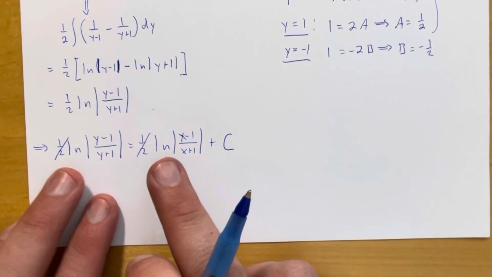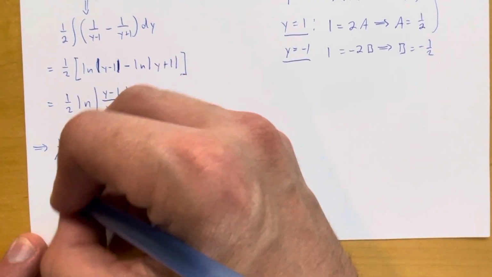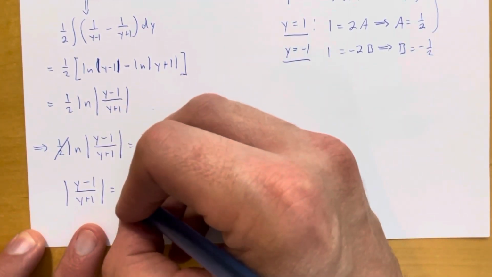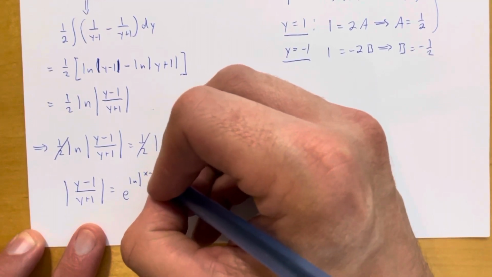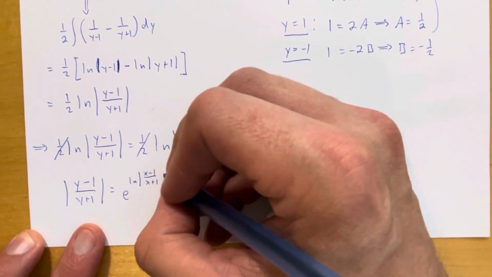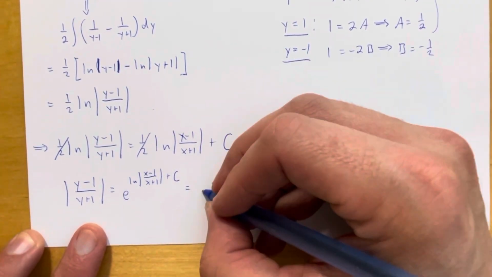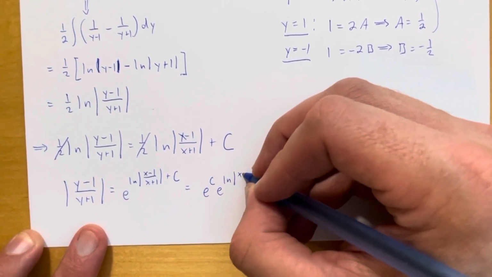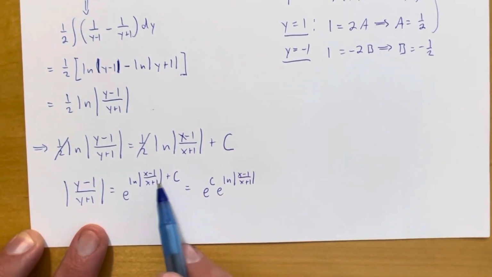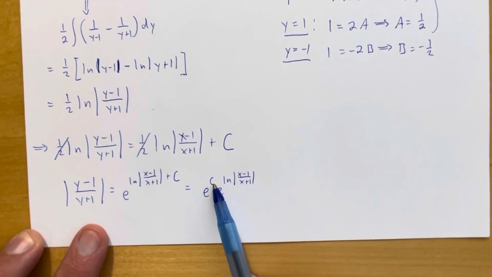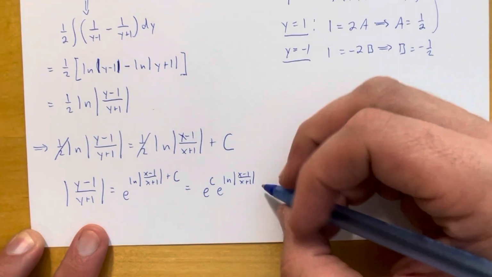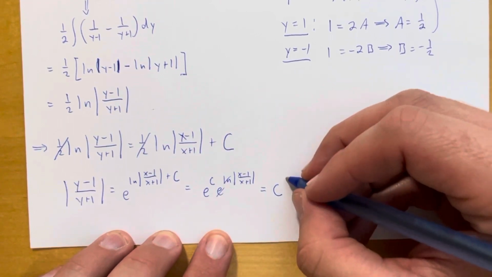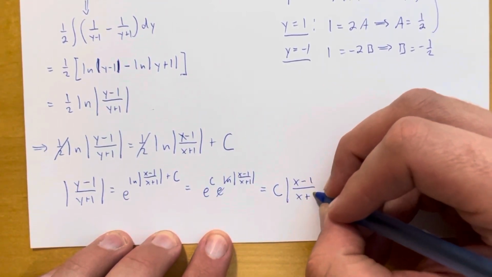Then I have natural logs appearing on both sides. If I did e to the power of both sides, I'm going to get the absolute value of y minus 1 over y plus 1 equals e to the power of the natural log of the absolute value of x minus 1 over x plus 1 plus c. But this can be written this way, because I'm using an exponent property. And again, c is an arbitrary constant. E to the power of c is just another arbitrary constant. So I can write this as c times, and then these are going to cancel, the absolute value of x minus 1 over x plus 1.